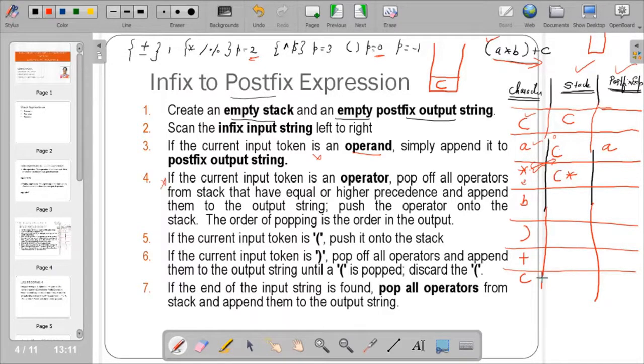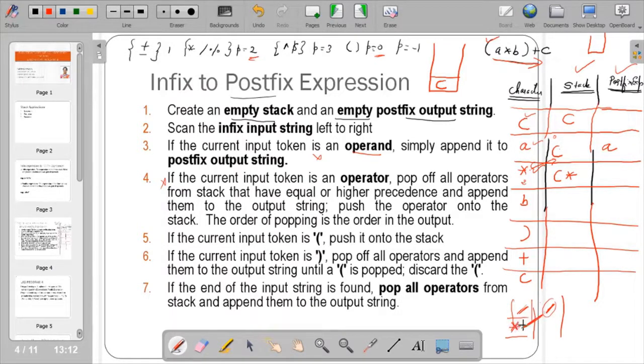What is the meaning? For example, instead of star in the reading character, in the stack you had division. Imagine you had a division. So now your stack has division and here you have star. You need to compare between these two, because in the stack you had division and here you had star. Both have equal priority.